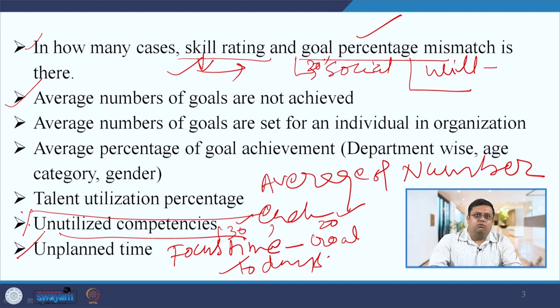So, how can you calculate? I hope you have understood. Focus time minus the number of days required to achieve the goals, right. Focus time I have already discussed in the previous session, and the number of days required to achieve the goal, that also I have discussed. So, you just have to subtract the goal achievement days from focus time. These are some more metrics that you can use to improve the effectiveness and efficiency of your department on a daily basis.